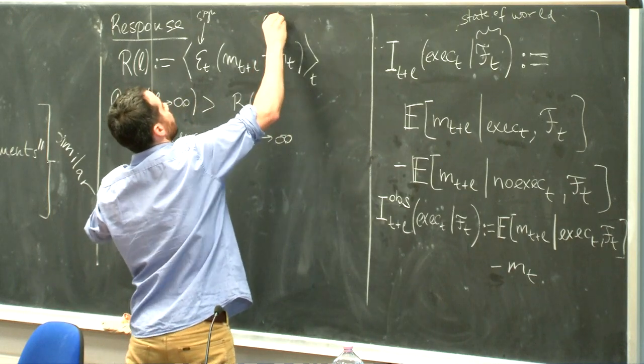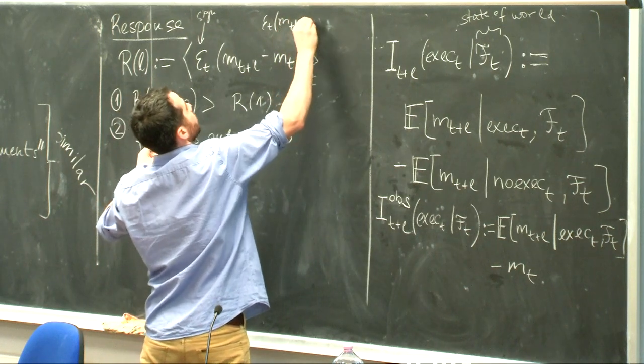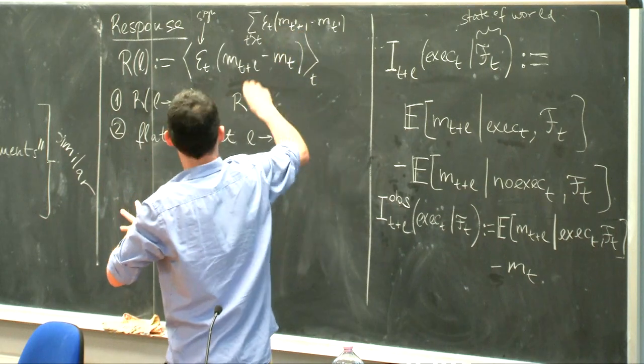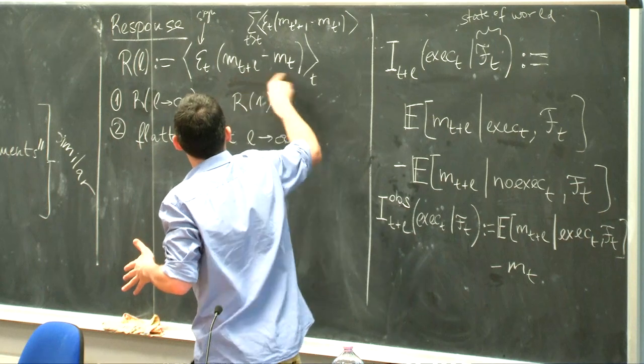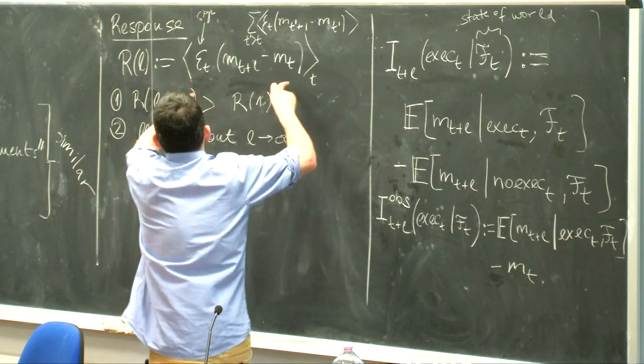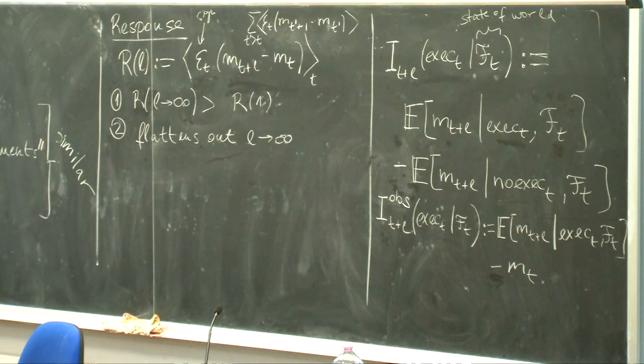No, because this is essentially the integral of the change of the price from t to l, right? So it means that the correlation of the sign at t and the price change later in time would go to zero. So this is somehow epsilon_t m_t' plus 1 minus m_t', summing over t' larger than t. Is this clear? The price change from t to t plus l is the sum of price changes at each time. So this is an integrated correlation. The fact that it flattens out means that the correlation itself went to zero. Is this clear? OK, let's move on. We can discuss afterwards.